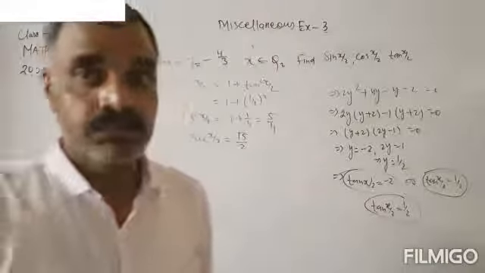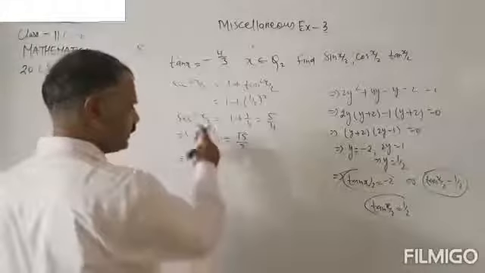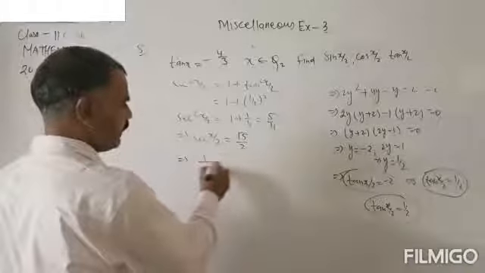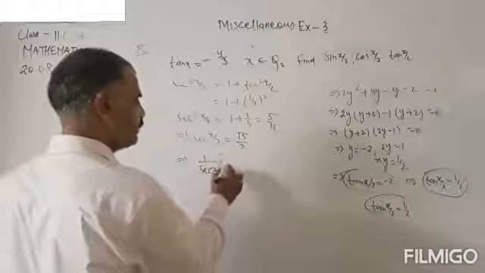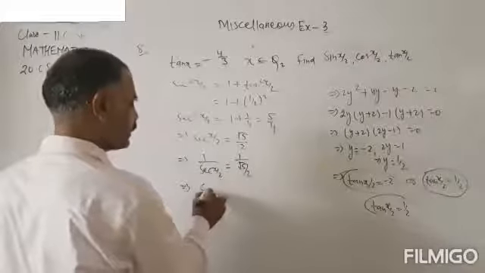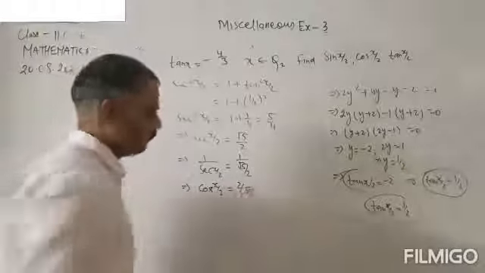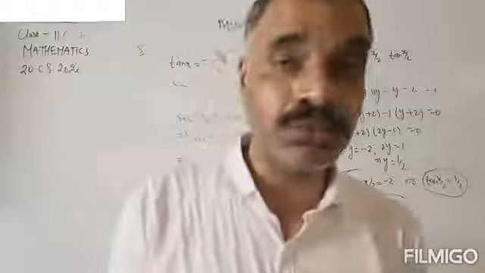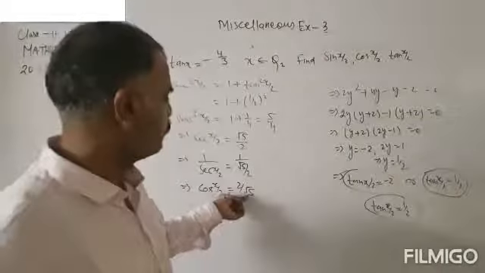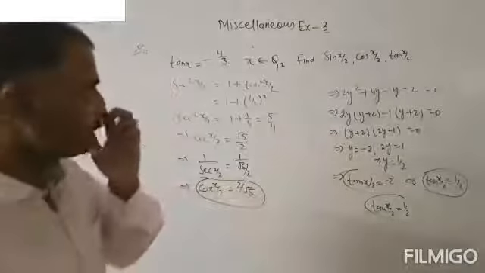Sec x by 2 and cos x by 2 is equals to, after finding the reciprocal of this, 1 upon sec x by 2 is equals to 1 upon under root 5 upon 2, means cos x by 2 is equals to 2 upon under root 5. So this one is the cos x by 2.